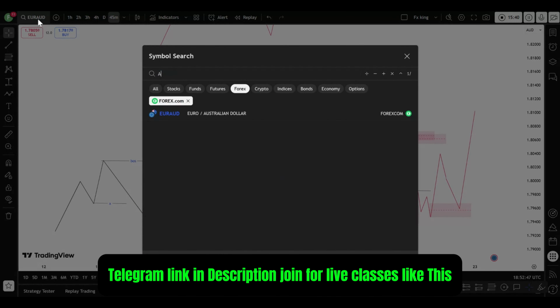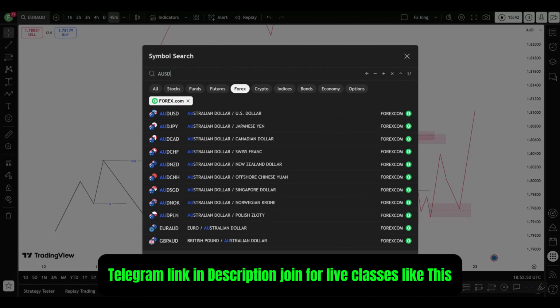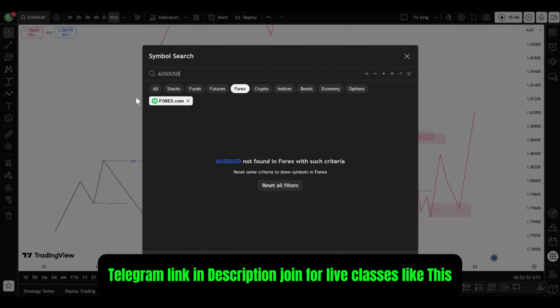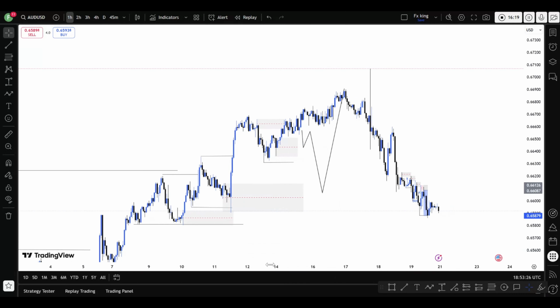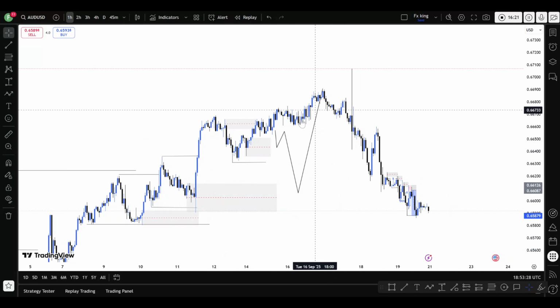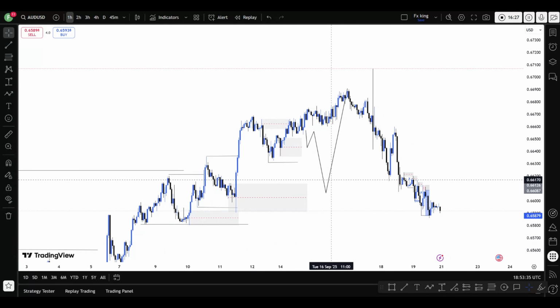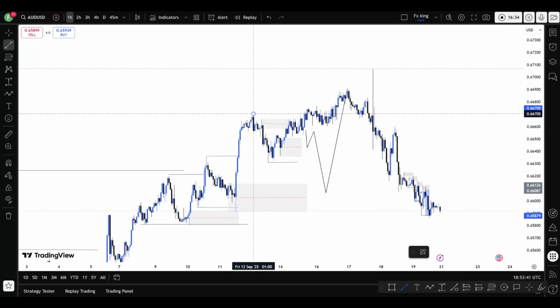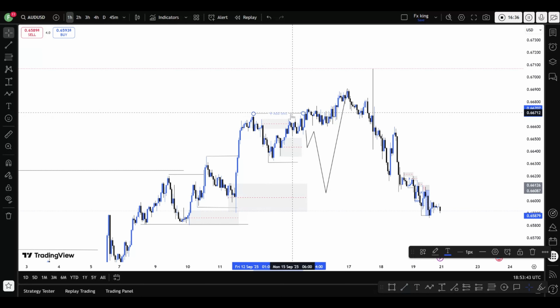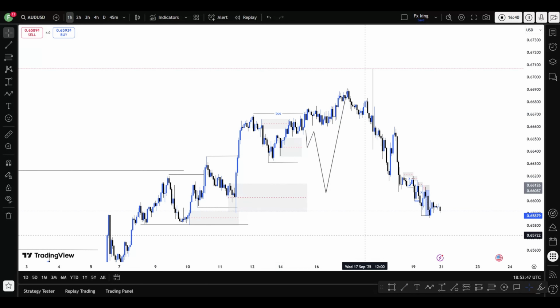Let's switch to AUD USD and look at this market here. Basically, this market was trending up, but at some point in time, the market gave a change of character here in a smaller time frame. This was where our last break of structure in this market was, according to our 1 hour time frame.